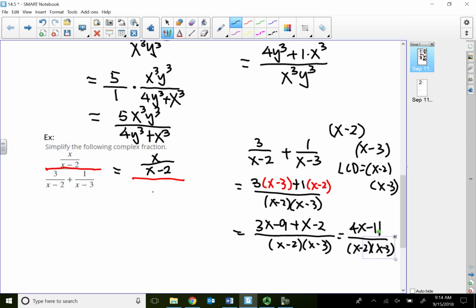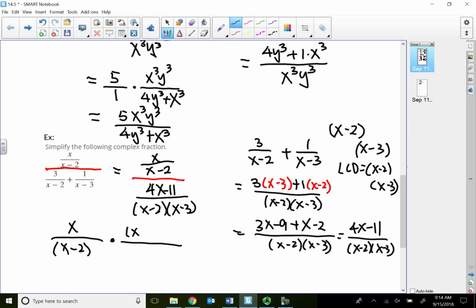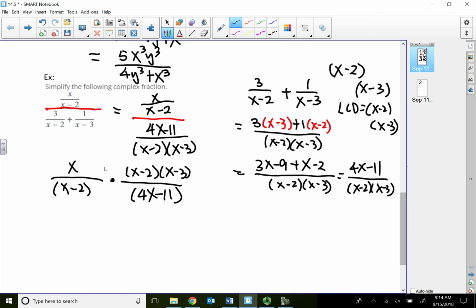So my numerator is now going to be divided by 4x minus 11 over x minus 2 times x minus 3. All right, so x over, okay, this x minus 2 is 2 terms. Nothing can be factored out other than 1, so I will put them in parentheses. Division of a fraction means times the reciprocal. So this x minus 2, x minus 3 will flip to the top. 4x minus 11, nothing can be factored out other than 1, so we will put it in parentheses. I'm basically factoring them as I flip them, just like I did in the previous videos.